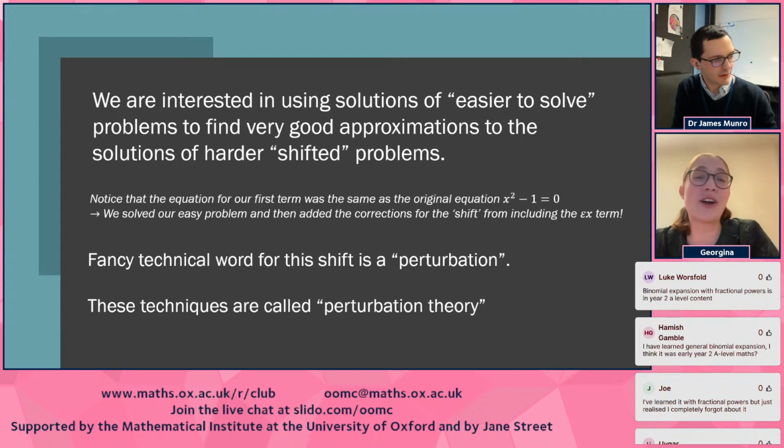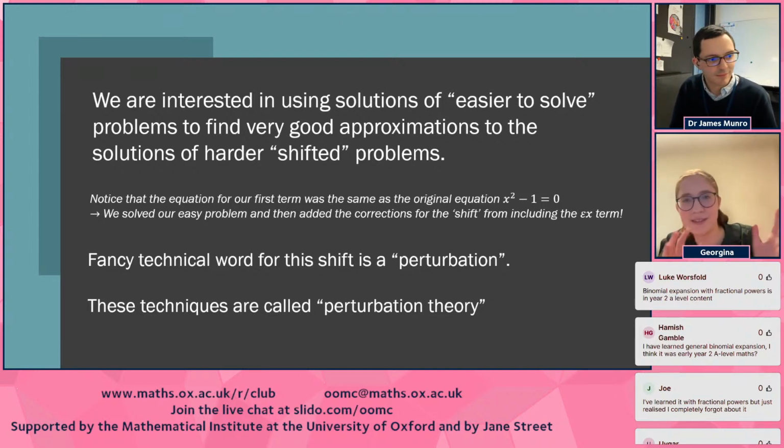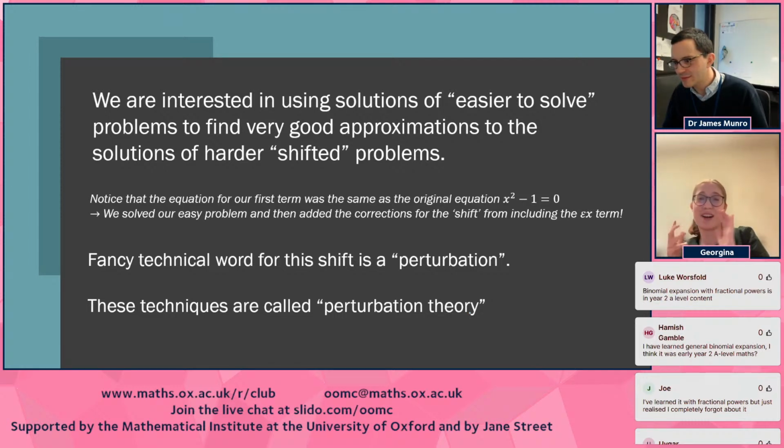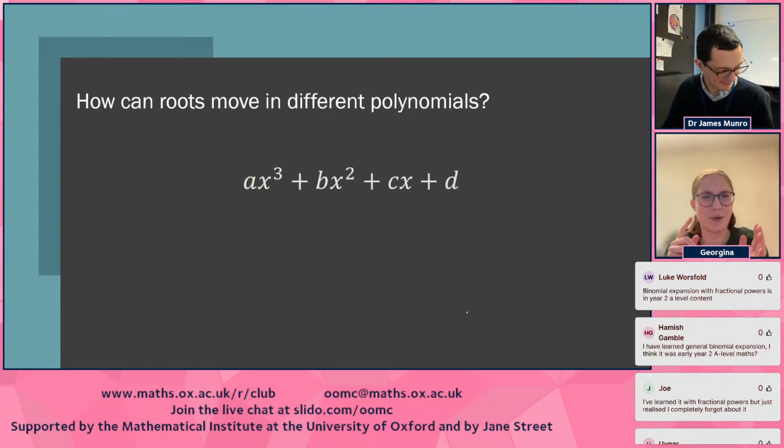And so the whole class of stuff we're doing here is called perturbation theory. So it's mathematical theories about how things change when you shift them a little bit, and using easy problems that you know how to solve plus perturbation theory to get the answer to the harder shifted problem. So let's jump into something a bit more interesting, as James was just saying, which is studying something that's a bit harder than just a quadratic moving around like 1 and -1.